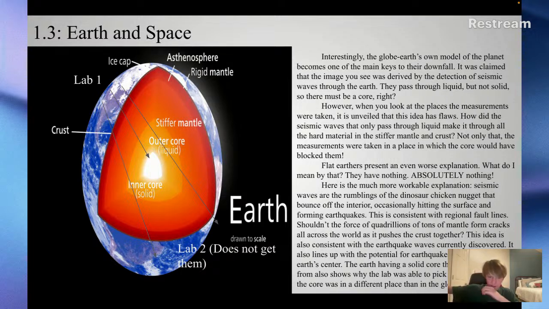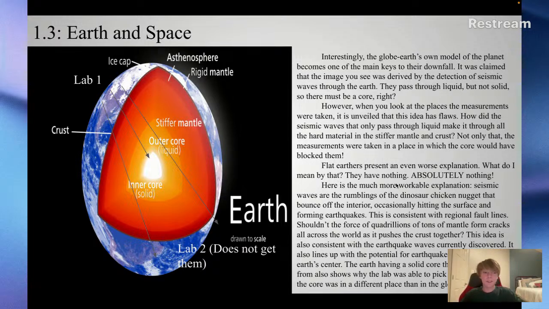Not only that, the measurements were taken in a place in which the core would have blocked them. So we have lab 1 here, lab 2 shouldn't be able to get to them. Flat Earthers present an even worse explanation. What do I mean by that? They have nothing, absolutely nothing. They don't have any explanation for the inner parts of the Earth. Well, and the globe Earth one, as explained above, doesn't work at all. So here's a much more workable explanation.